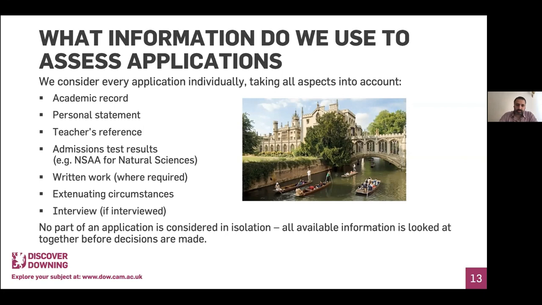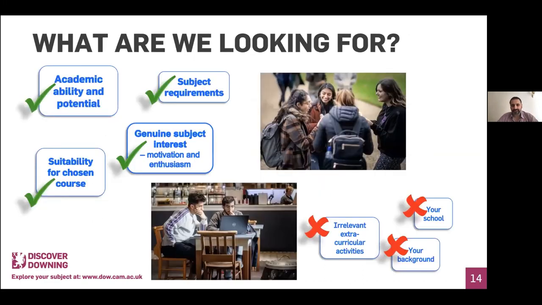What we do is we take all this information together in combination to make a decision about whether we would like to consider an application for an offer. Not one individual item, or individual criterion here, is considered in isolation. It's all considered together. The whole process is looked at as a holistic process. So I can't emphasize that enough. We look at all of this information when we're reviewing applications.